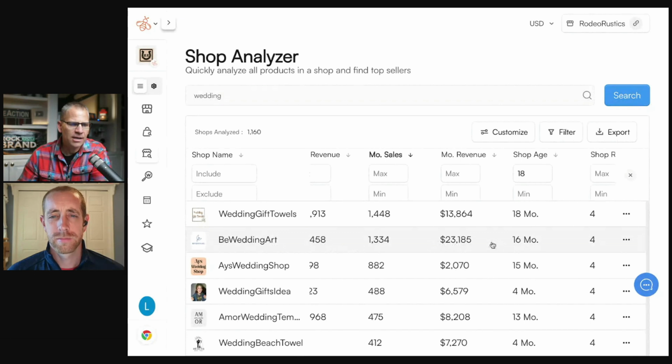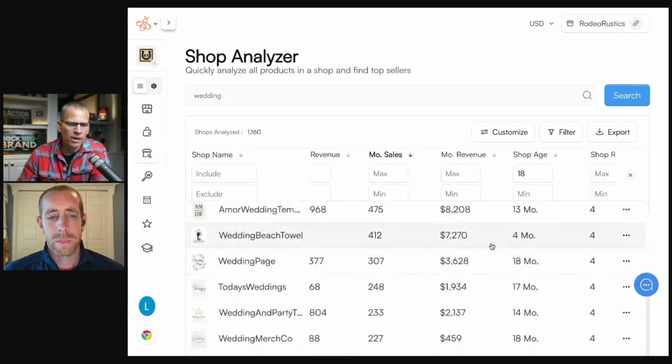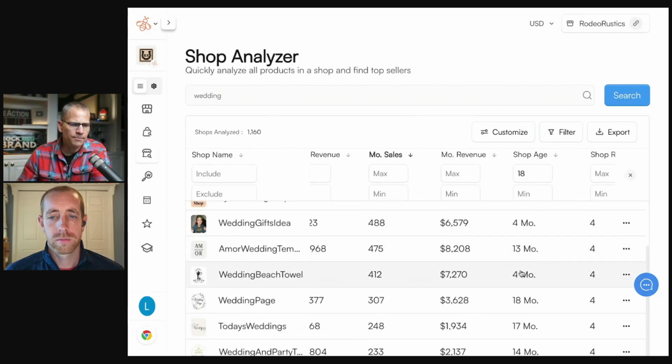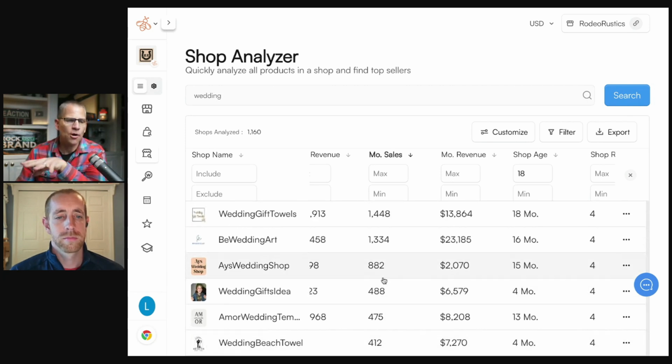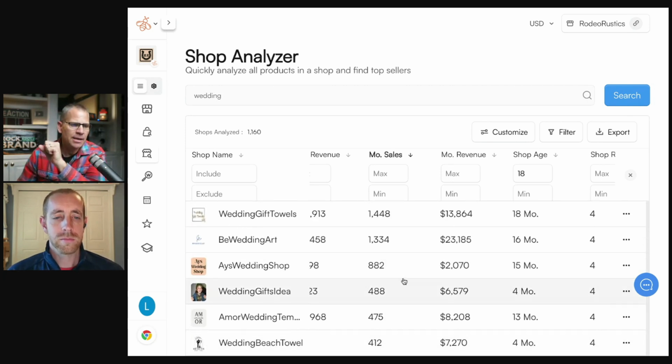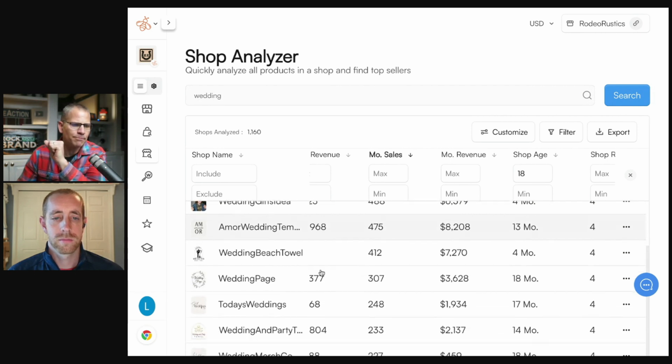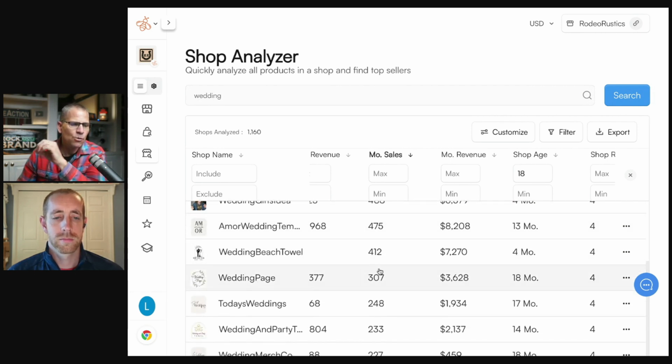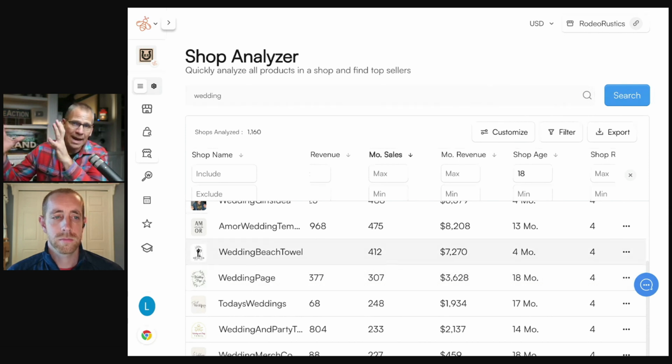They're in there. But there's also other ones, right? This is only 4 months old. Wedding beach towels, right? Now, one thing I want to throw out here: someone that is coming in here and thinking, okay, I want to start a wedding shop and I'm going to do it all about gift towels, or all about beach towels. I would say you'd be better off being all about wedding, right?